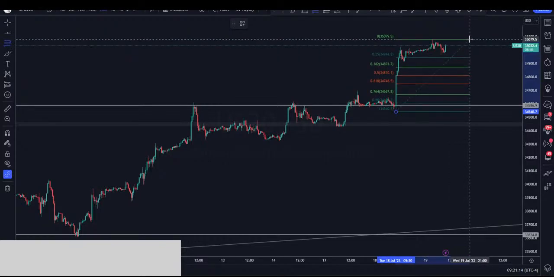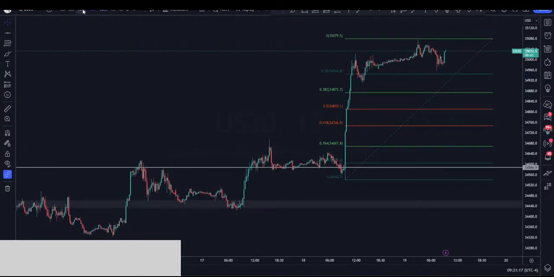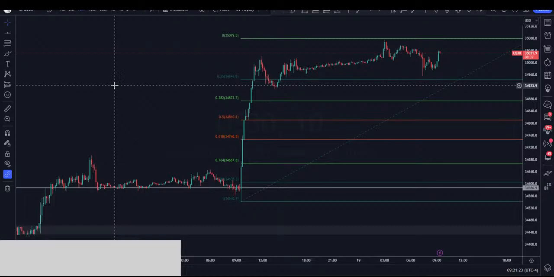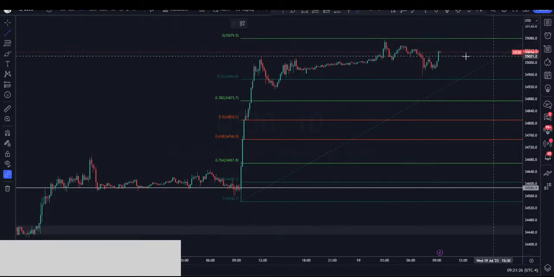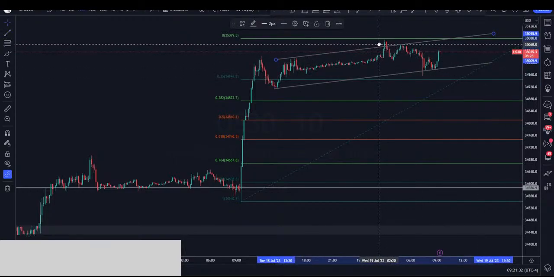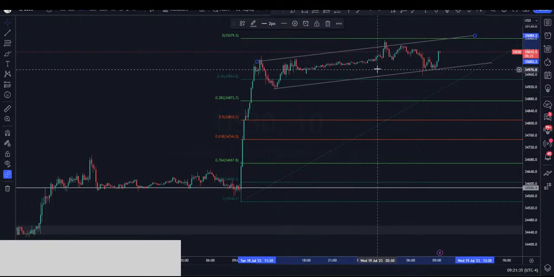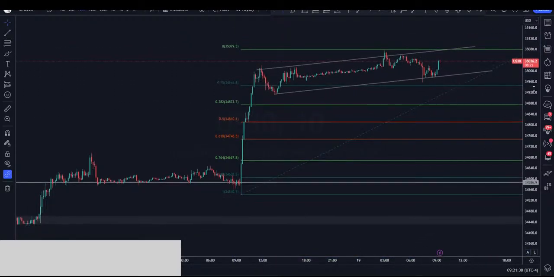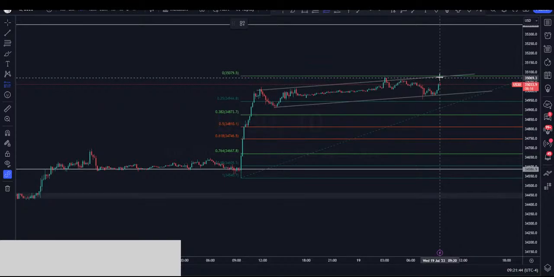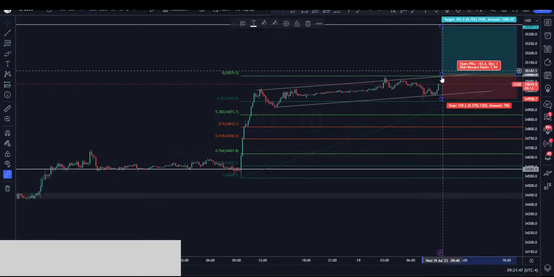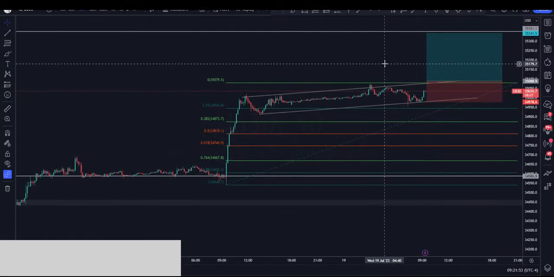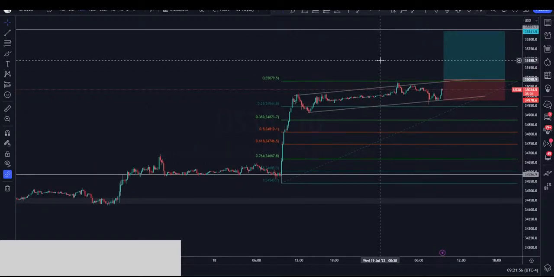We had this drive here. So I think we're going to look maybe for a short again before it takes that next leap. If it does do that, then we can look for something like, maybe here. So that's the US30 outlook for now.